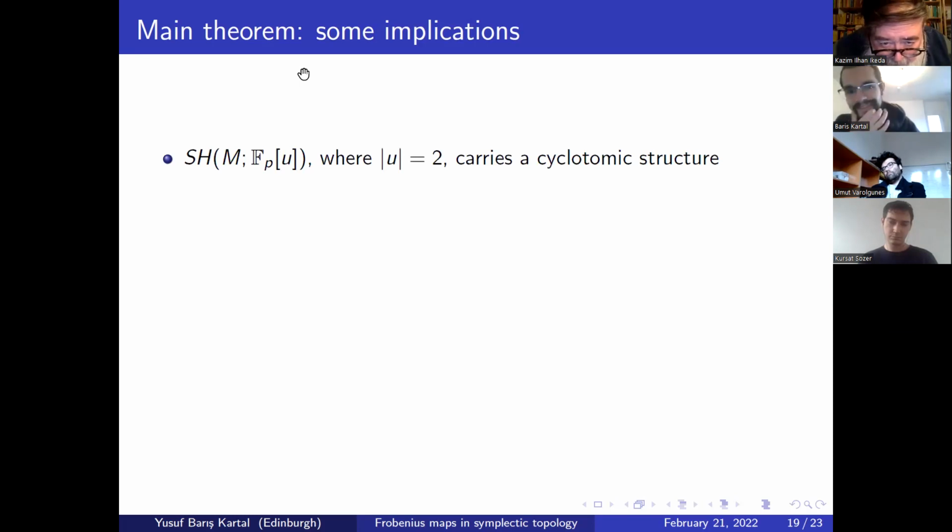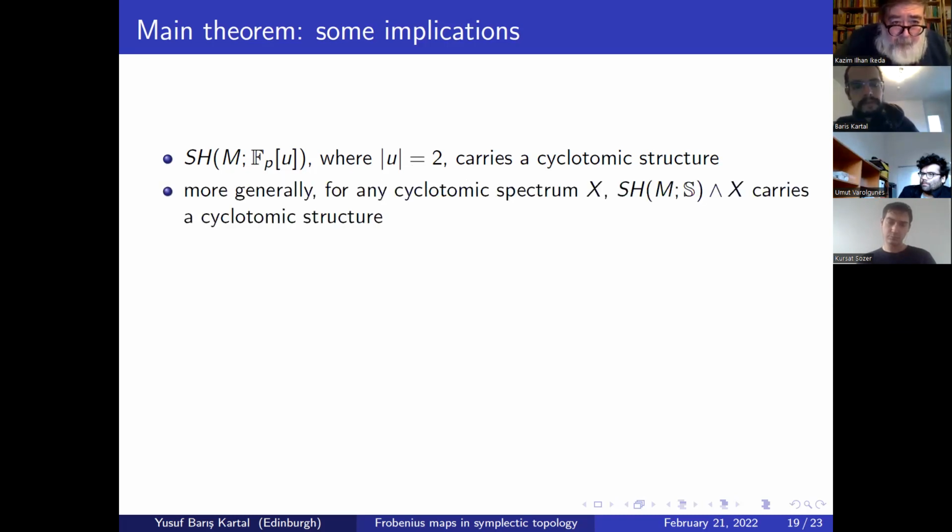Okay, so I wrote this as a separate implication. This is the standard symplectic cohomology with coefficients in F_p[[u]], where u is a variable of degree 2. This guy carries a cyclotomic structure. More generally, if you have a cyclotomic spectrum X, then the smash product of SH with X carries a cyclotomic structure. In the previous example, it was the Eilenberg-MacLane spectrum of this polynomial ring.